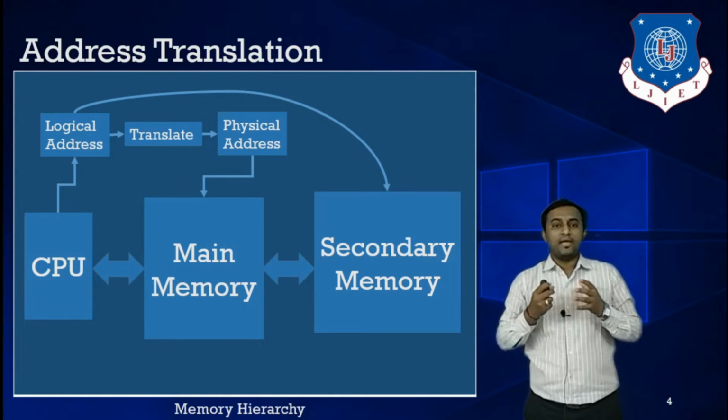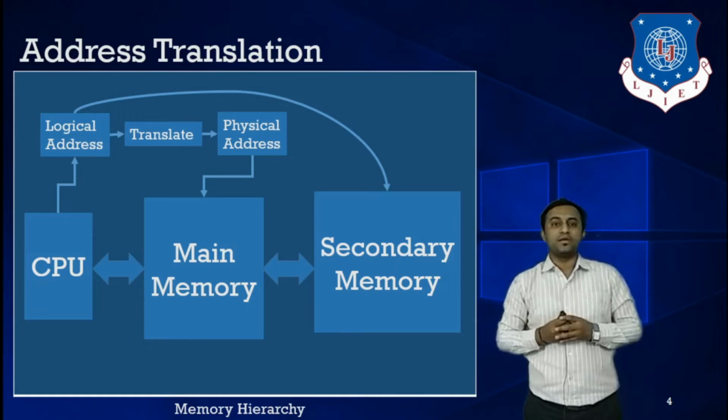As we have discussed in process management, if any process wants to execute in the CPU, that process needs to reside in main memory first, and then the CPU can execute that task. So it means the CPU can directly deal with main memory. But there is a problem. What is the problem? That is address translation.